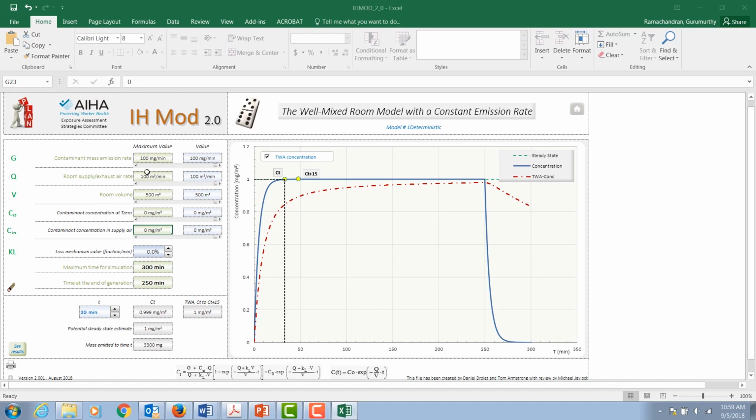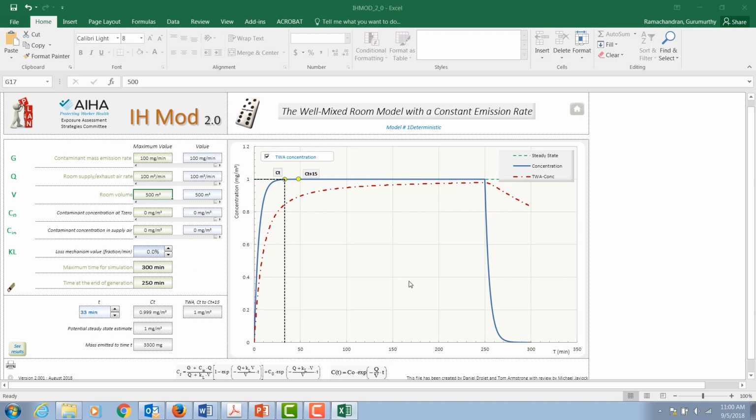So let's just say we put a mass emission rate of 100, a room supply airflow rate of 100 cubic meters per minute, and the room volume is 500 cubic meters. Let's assume that the contaminant concentration at t equal to 0 is 0. The concentration of the contaminant in the supply air is 0, and there are no loss mechanisms. They're all set to 0%.